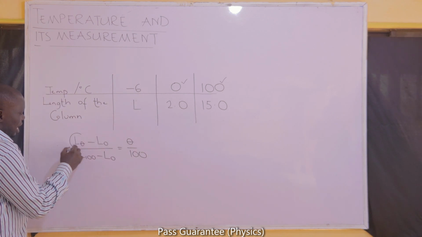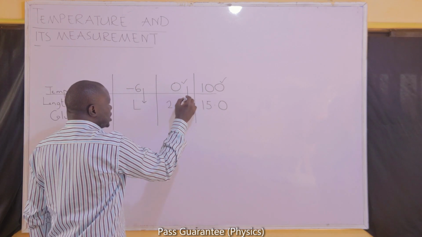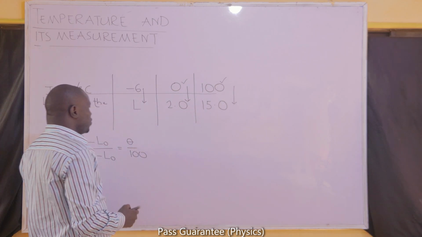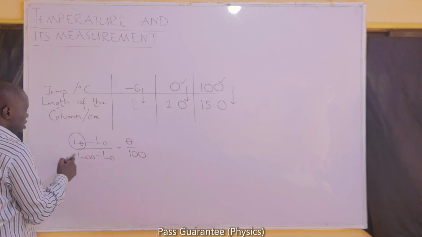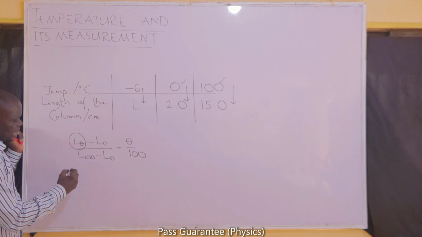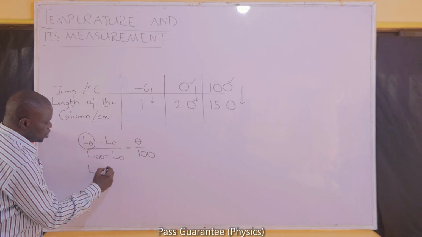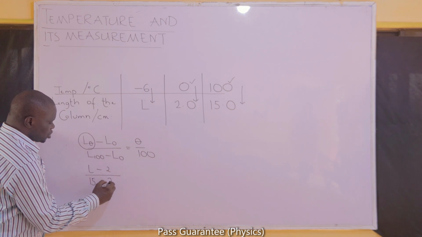The length at theta has not been given. The length at 0 has been given to be 2.0, and the length at 100 has been given to be 15.0, in centimeters. So we can put in the values. If we do that, we have L at theta, L, minus L at 0 which is 2, L at 100 is 15, and L at 0 is also 2.